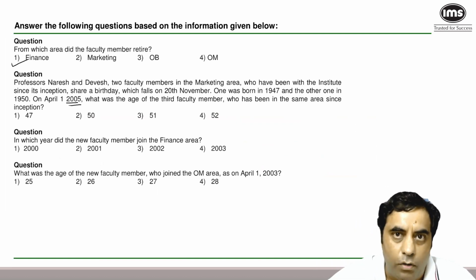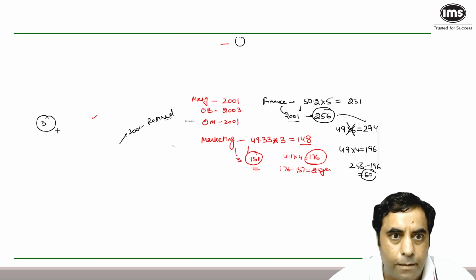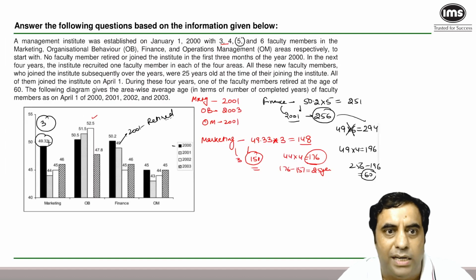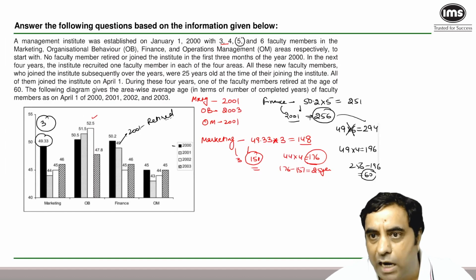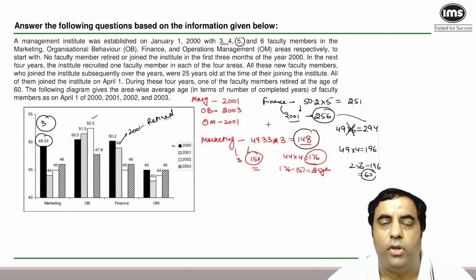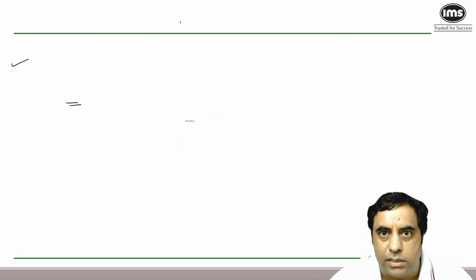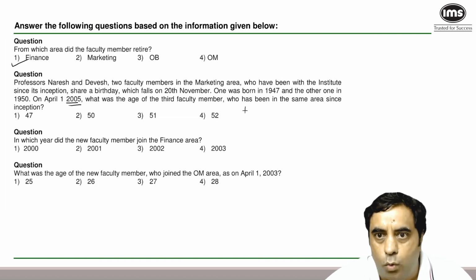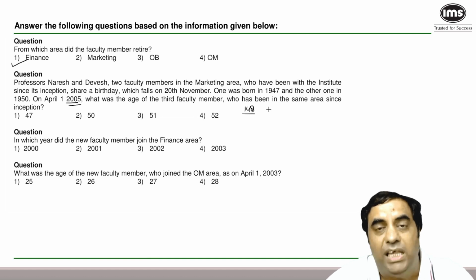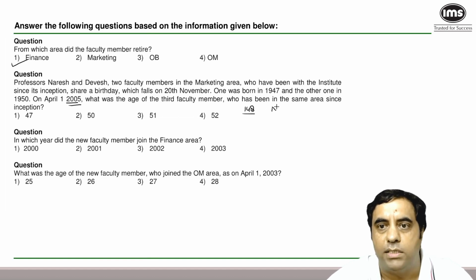Now, if I look carefully, 49.33 is nothing but the average of 3. We have just calculated that the sum of the ages of these 3 persons in the year 2000 is 148. Let's try and figure it out. So 148 is the age of 3 persons in the year 2000, out of them, one is Naresh, plus Devesh, and the third person.